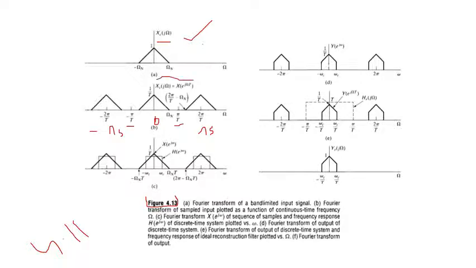So this is Xs(j omega), which means the sampled impulses, and we can also write it like this, X(e^(j omega T)), it doesn't matter. Now this is the output of the C to D, this is the output of the C to D. Okay, now after C to D we have a discrete time system. So this is the system here.